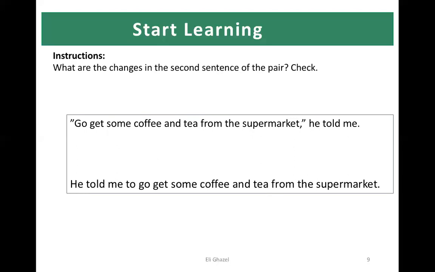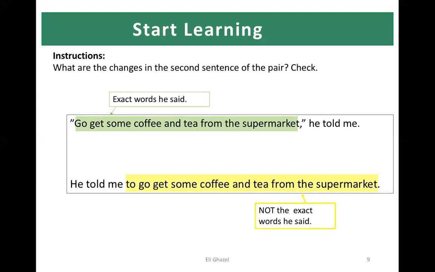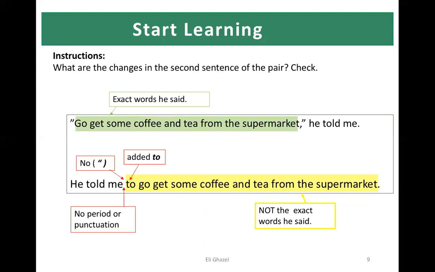"Go get some coffee and tea from the supermarket," he told me. He told me to go get some coffee and tea from the supermarket. So the exact words are not the exact words. And no punctuation, no quotation marks. We added "to". So the language rule is starting to build up.